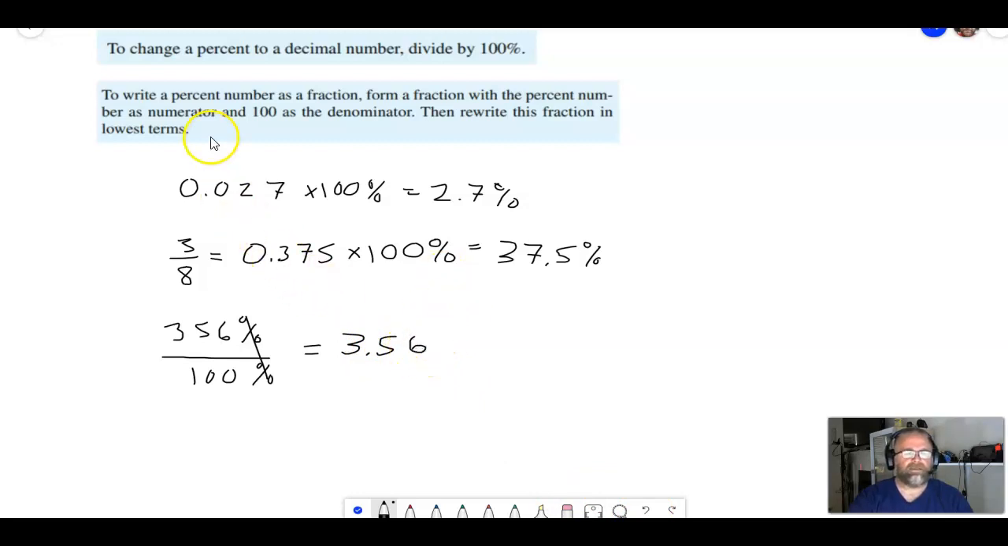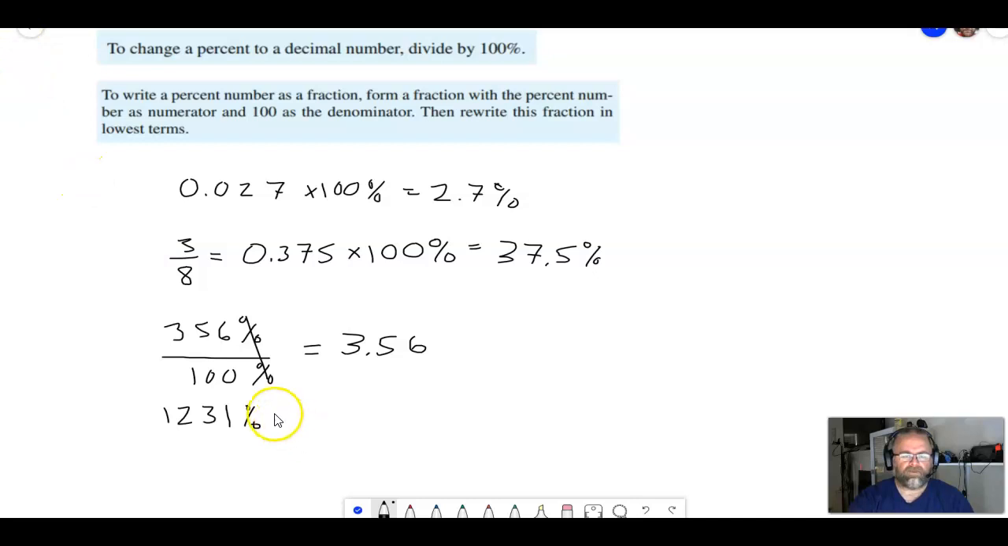All right, and the last one here says to write a percent number as a fraction, form a fraction with the percent number as a numerator and 100 as the denominator. Then rewrite this fraction in lowest terms. All right, so let's say we had 1,231 percent, and we wanted to write this as a fraction.